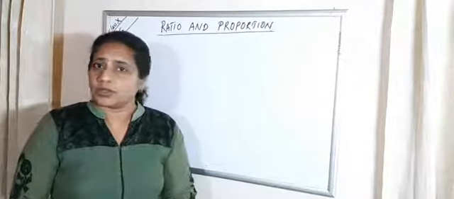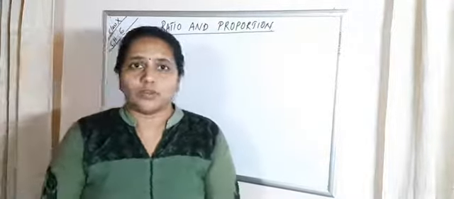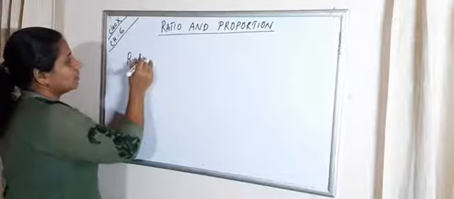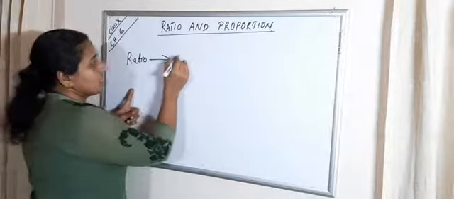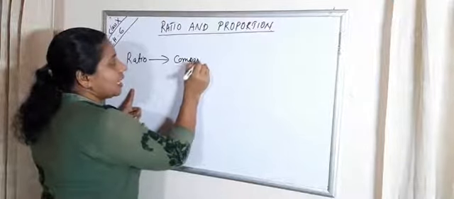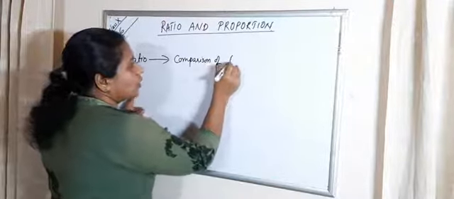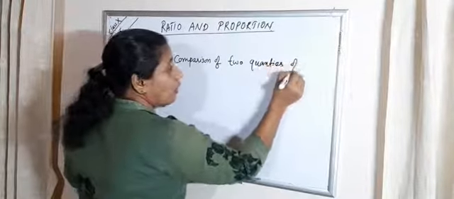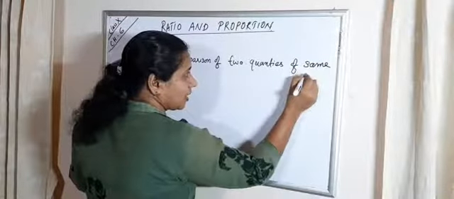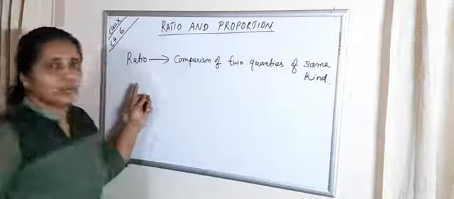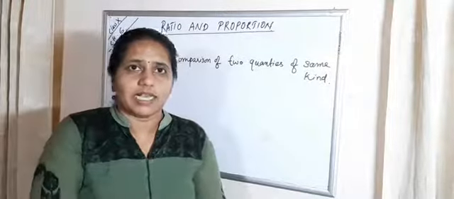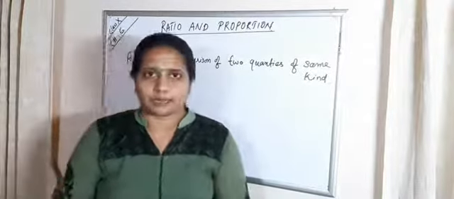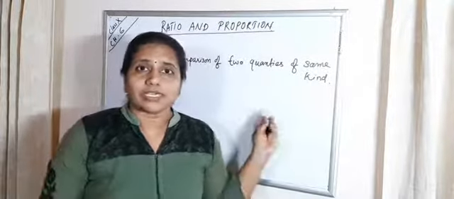Tell me what are ratios, you have studied it in previous classes. What is ratio? Ratio means it is the comparison of two quantities of the same kind. You are studying it from 6th standard onwards. In mathematics we are using ratios in numbers.